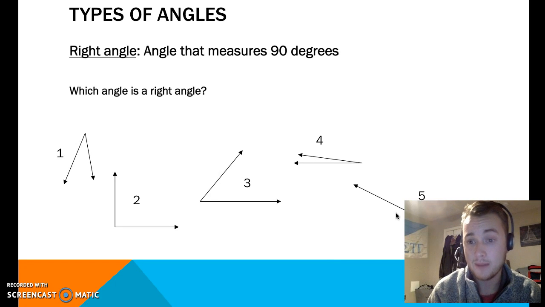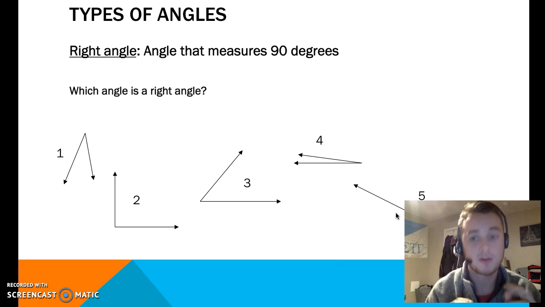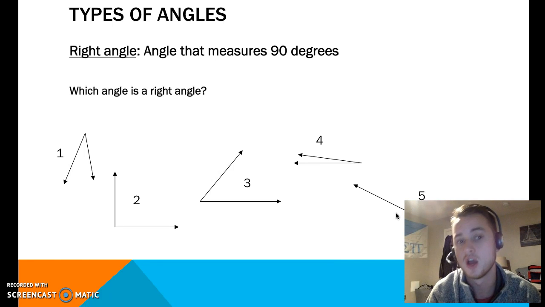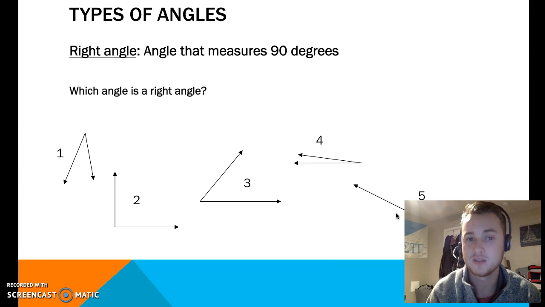Our next angle is a right angle, and that is an angle that measures exactly 90 degrees. A right angle is always 90 degrees. Looking at the same pictures as before, which one might be a right angle? We know 1, 3, and 4 are acute angles, so think to yourself, which one is a right angle? You should have chosen number 2. Number 2 is a right angle because it measures exactly 90 degrees and it always will be 90 degrees.